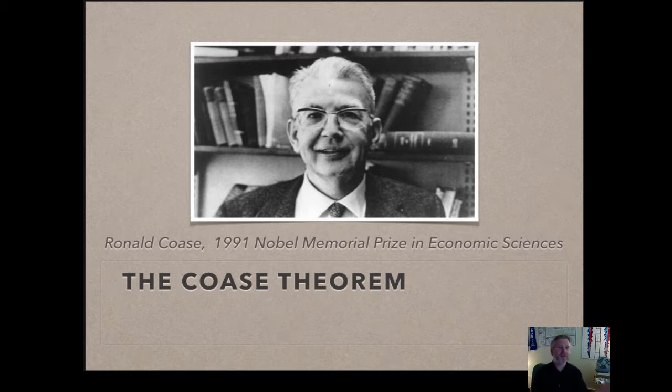But this is Ronald Coase here. He won the Nobel Prize in Economic Sciences in 1991, partly for his work on the Coase theorem, but also for his work on something called the nature of the firm, and also on something called the theory of social cost. The theory of social cost is actually the paper that the Coase theorem comes from.